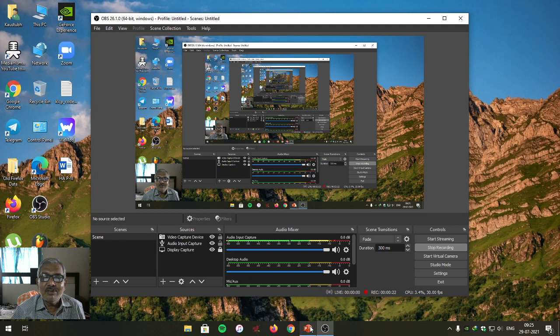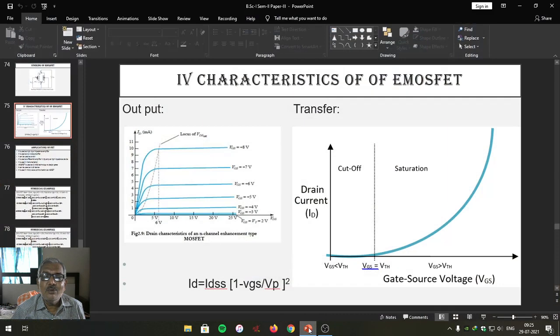Friends, today we are going to consider the current and voltage characteristics of E-MOSFET under the title IV characteristics of E-MOSFET. E-MOSFET means enhancement metal oxide semiconductor field effect transistor. As like D-MOSFET, E-MOSFET also has two types of IV characteristics. One is output characteristics and second one is transfer characteristics.